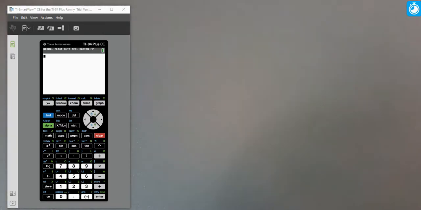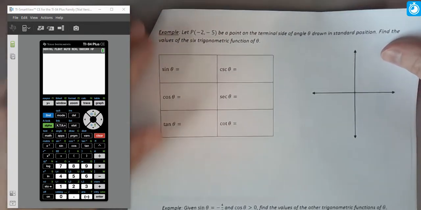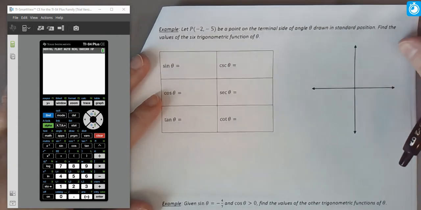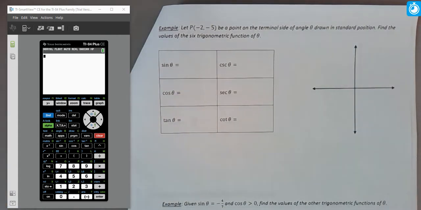So let's look at a couple examples, finding some actual trigonometric values when we're not just looking at a right triangle, when we have something that exists within the coordinate plane. So for our first example, we're going to let the ordered pair -2, -5 be a point on the terminal side of our angle that's drawn in standard position. And we want to find the values of our 6 trigonometric functions for theta.